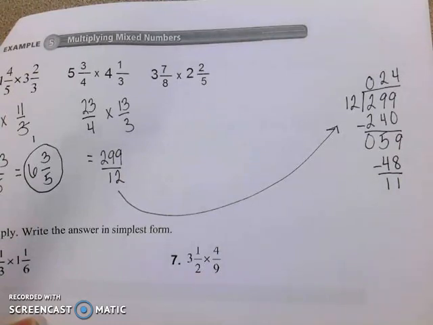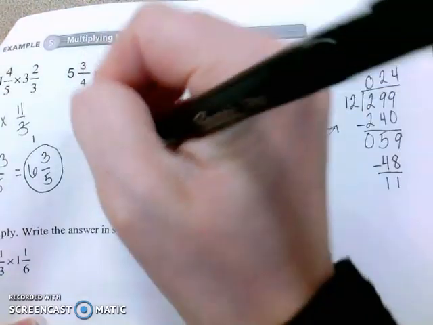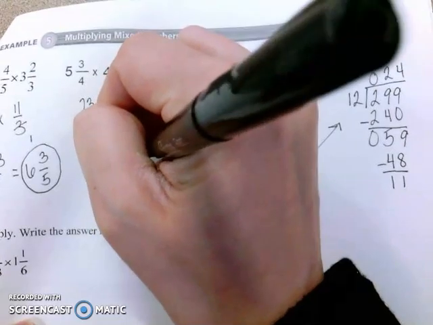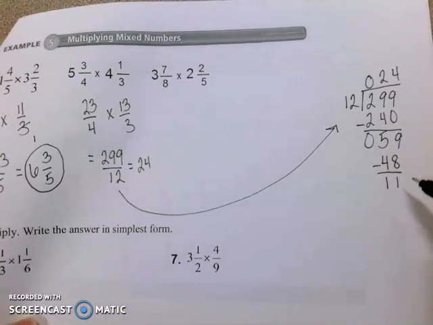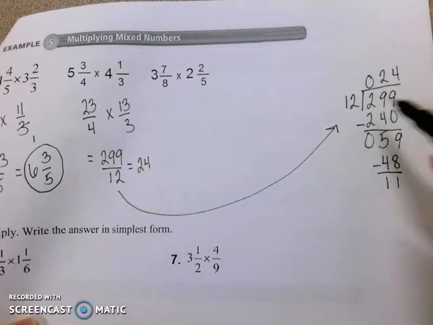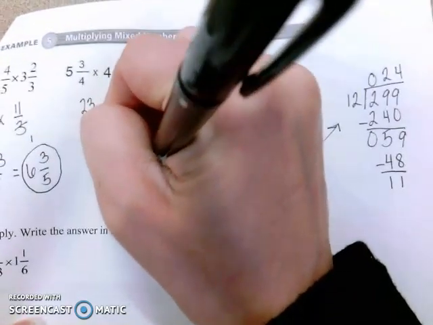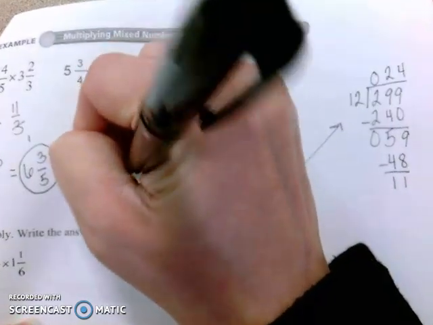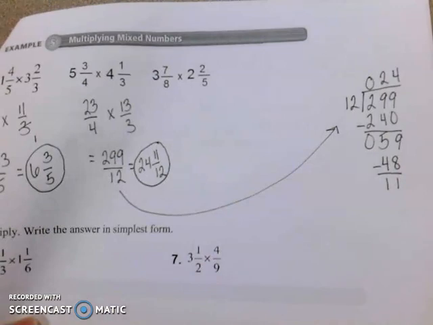So now I can write my mixed number. 24 is going to be my whole number. I have 11 left over out of 12. 24 and 11 twelfths.